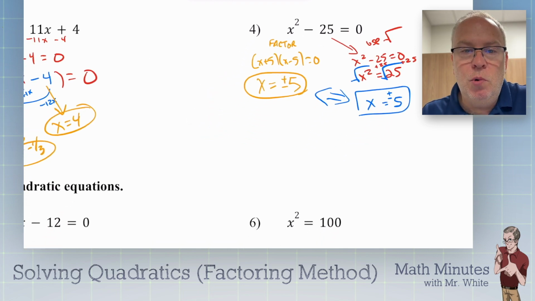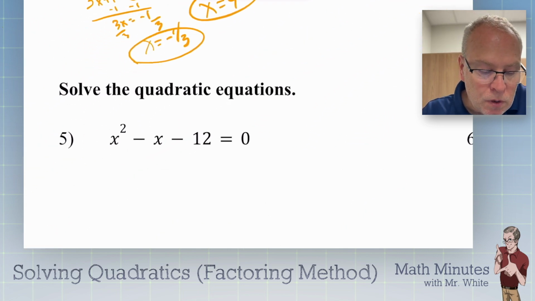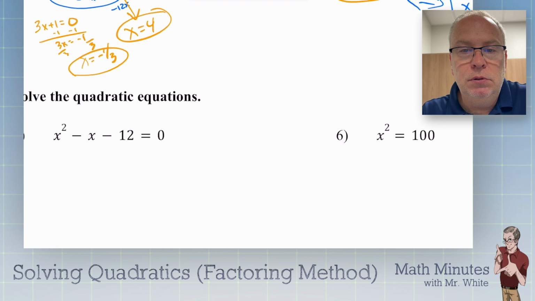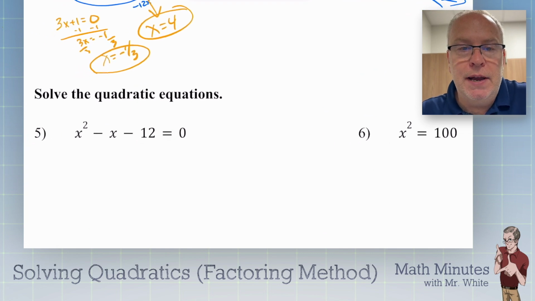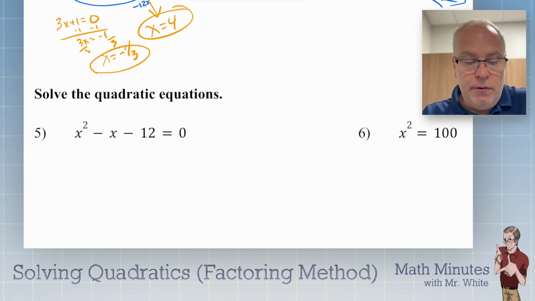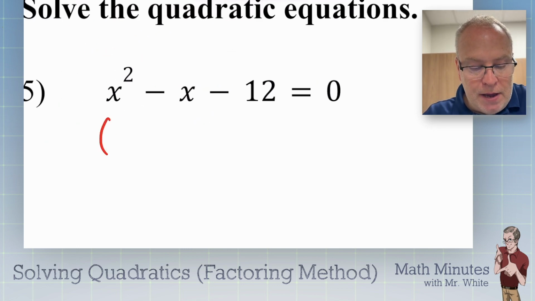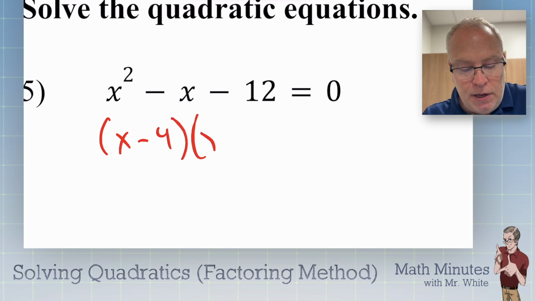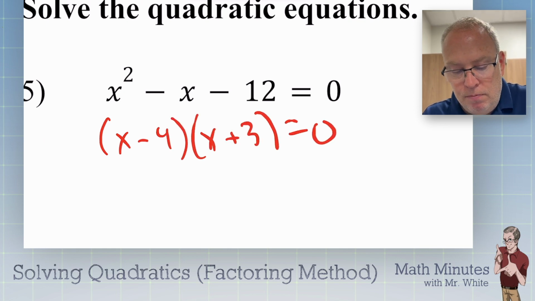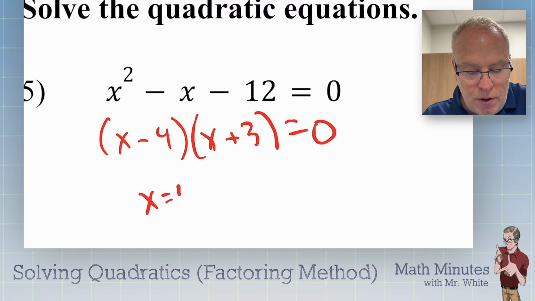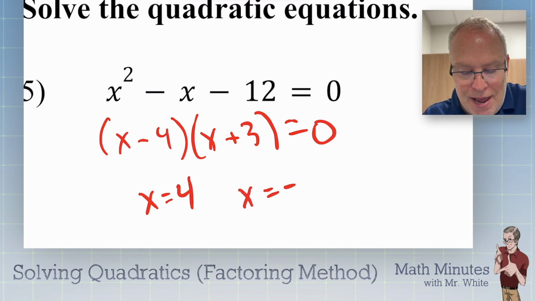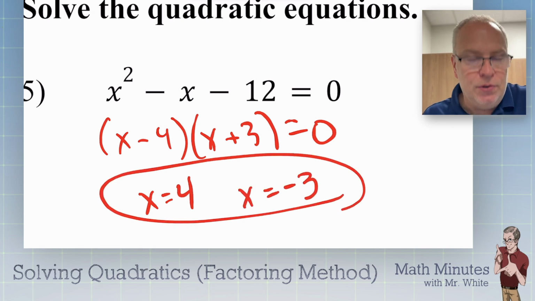All right, we got 2 more examples here is all. You might want to pause the video and try these 2 problems right now. Numbers 5 and 6, pause the video, and I'll give you the answers. All right, 3, 2, 1, here we go. This one factors into x minus 4, x plus 3 equals 0. So x equals 4 and x equals negative 3 are the 2 answers.